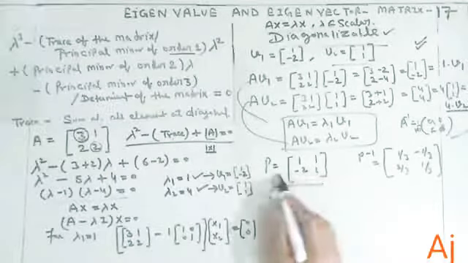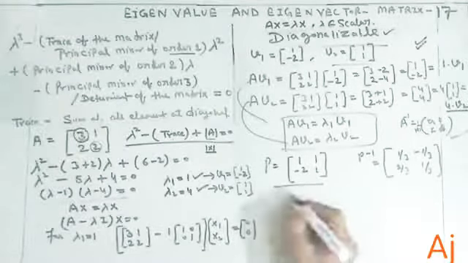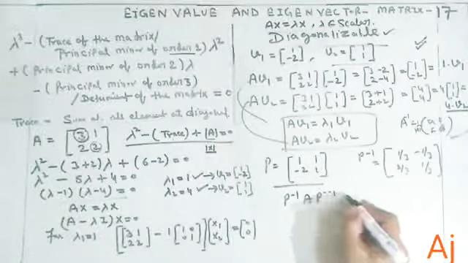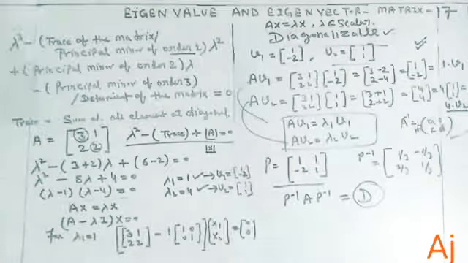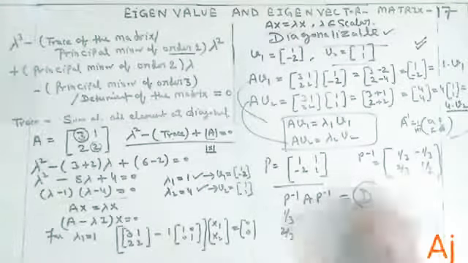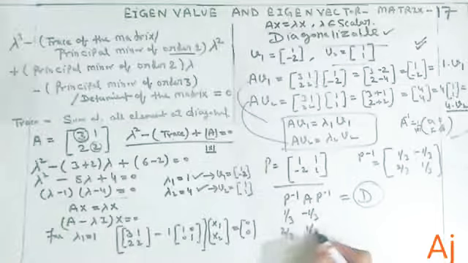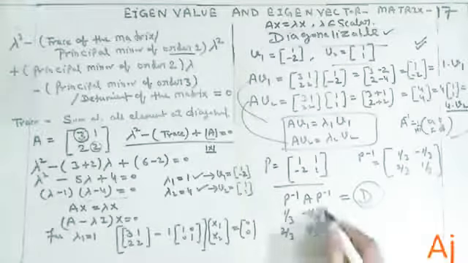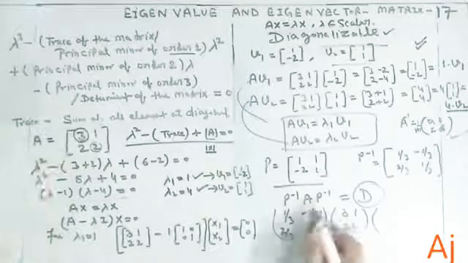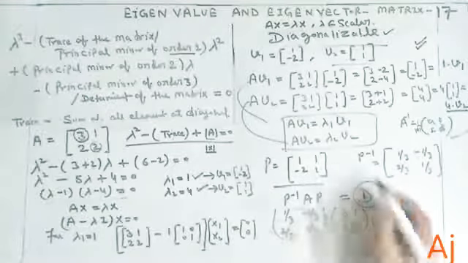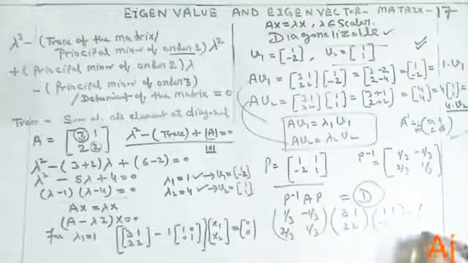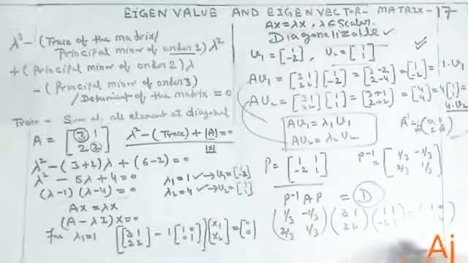Okay, so you have got P and P inverse. So if you will multiply P inverse into A into P, then you will get D. That is the diagonal matrix. Okay, so now P inverse is 1 upon 3, 2 upon 3, and this is minus 1 upon 3 and 1 upon 3. And multiply to this matrix 3, 1, 2, 2. Then multiply this, this is P, P is here 1, 1, minus 2, 1. If you will multiply all, then you will get this one, 1, 0, 0, 4, okay.